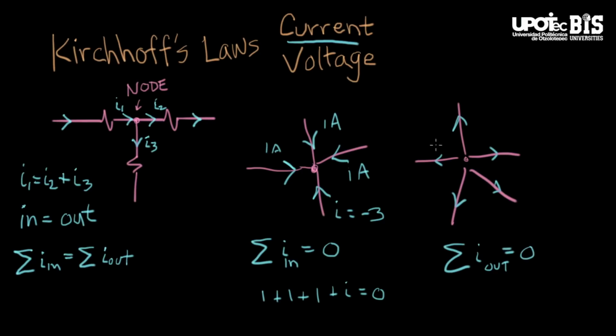And you can do the same exercise. If I make all these 1 amp and ask, what is I here? The outgoing current, it's 1 plus 1 plus 1 plus 1. Those are the 4 that I know, and those are the ones going out. So what's the last one going out? It has to equal 0. The last one has to be minus 4. So this is a current of minus 4 amperes.